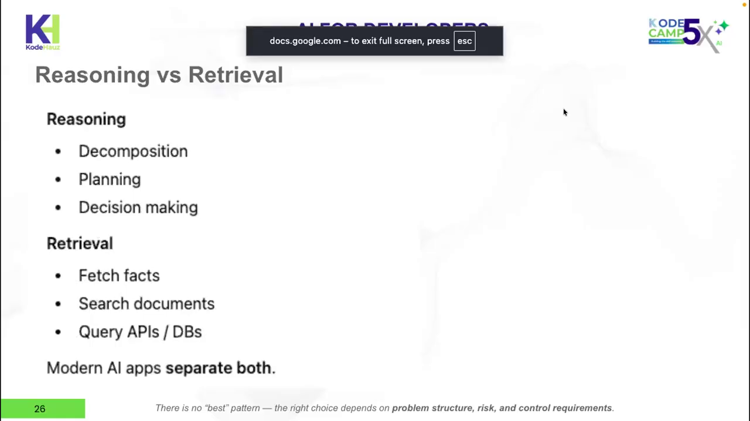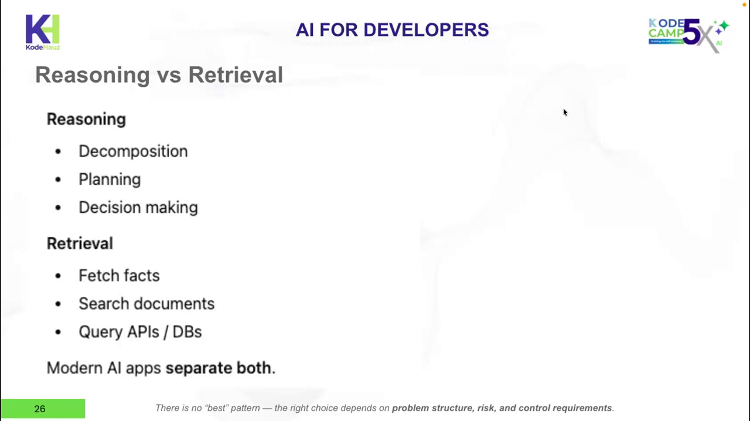Now, there is reasoning versus retrieval. In reasoning, we can look at it from the standpoint of three steps, right? The first one is decomposition, which is to take the problem and break it down. The second one is planning: work out action plans, steps to be taken, right? The third one is decision making: make a choice, right? So those are the components of reasoning.